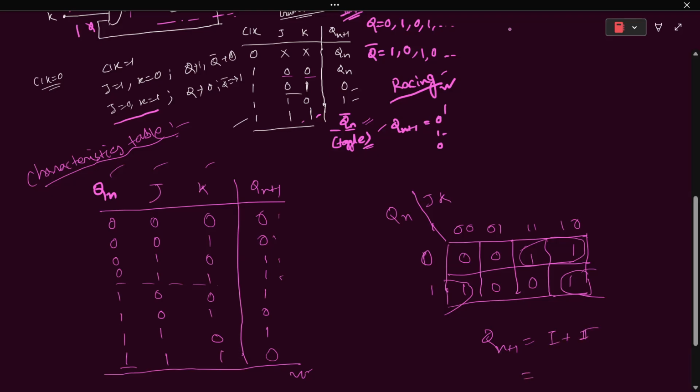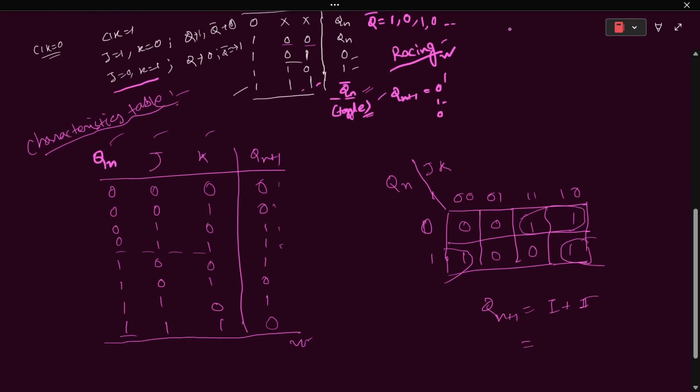From the first group: Qn is 0, so this is Qn complement. J is 1 and K is changing, so K is excluded, so J. After that, in the second group, Qn is 1, and K changes from 0 to 1, so what will we write here? We will write simply Qn. For that part, J is changing, so we must exclude J, and K is 0, so this is the K complement component. So this is the expression for Qn plus 1.